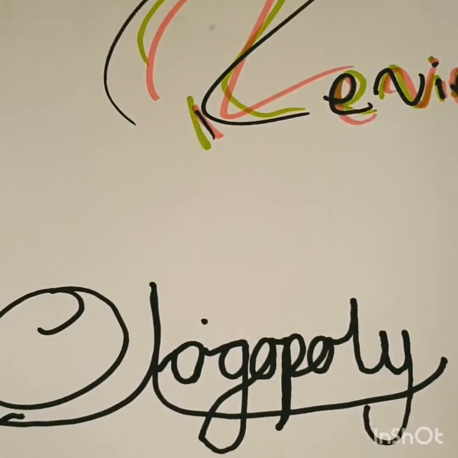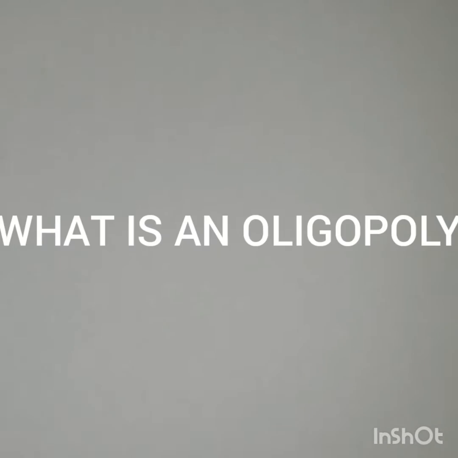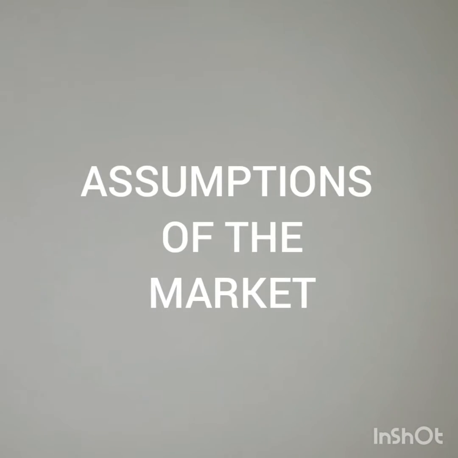Today's lesson: oligopolies. An oligopoly is defined as a state of limited competition in which a market is shared by a small number of producers or sellers. But to fully understand how it differs from other forms of competing markets, we must understand the different assumptions of the model.